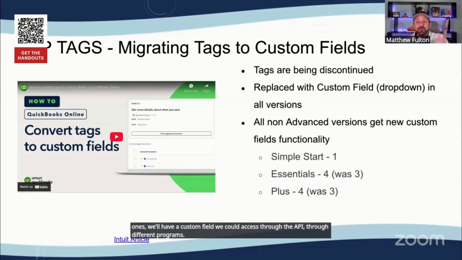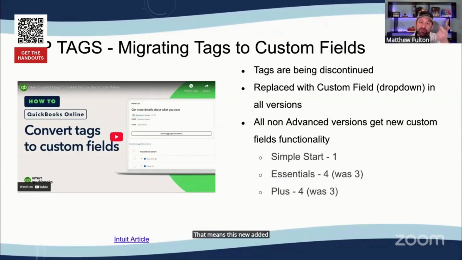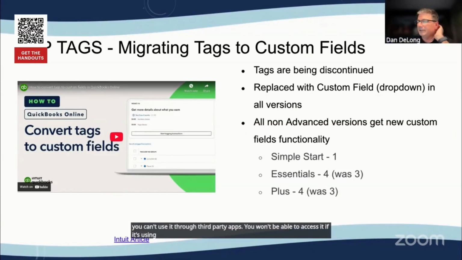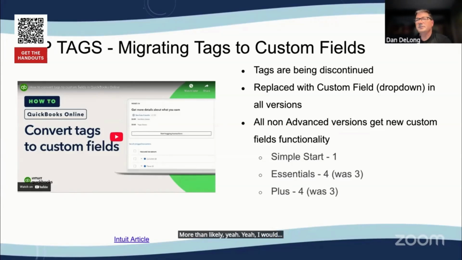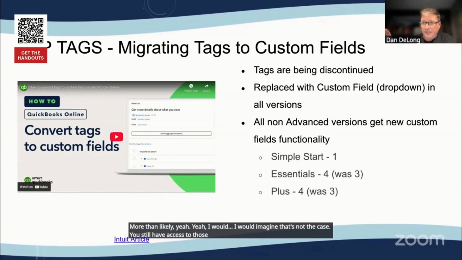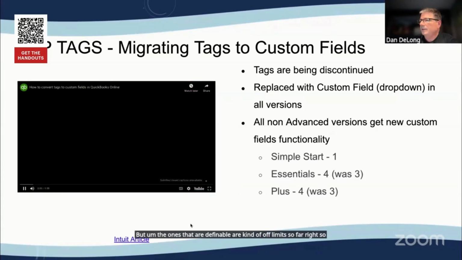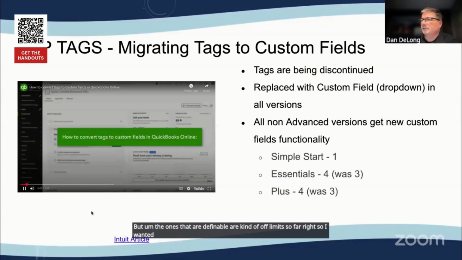That means this new added custom field is not accessible through the API. So you can't use it through third-party apps. You won't be able to access it. More than likely, yeah, I would imagine that's not the case. You still have access to those first three with Essentials and Plus, but the ones that are definable are off limits so far.